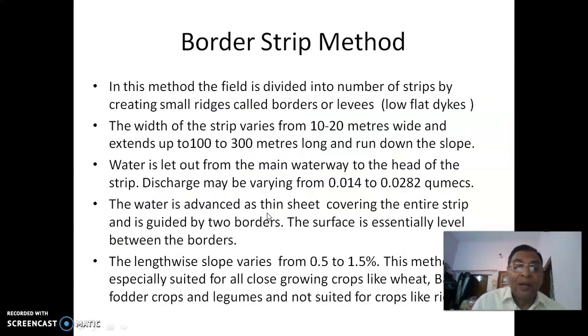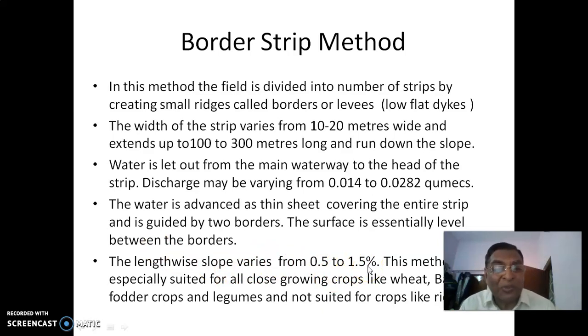So the surface is essentially level. Not big slopes are allowed, nor too flat slopes. A reasonable slope is there, but not a very big slope. Essentially level. The lengthwise slope varies from 0.5 to 1.5%.